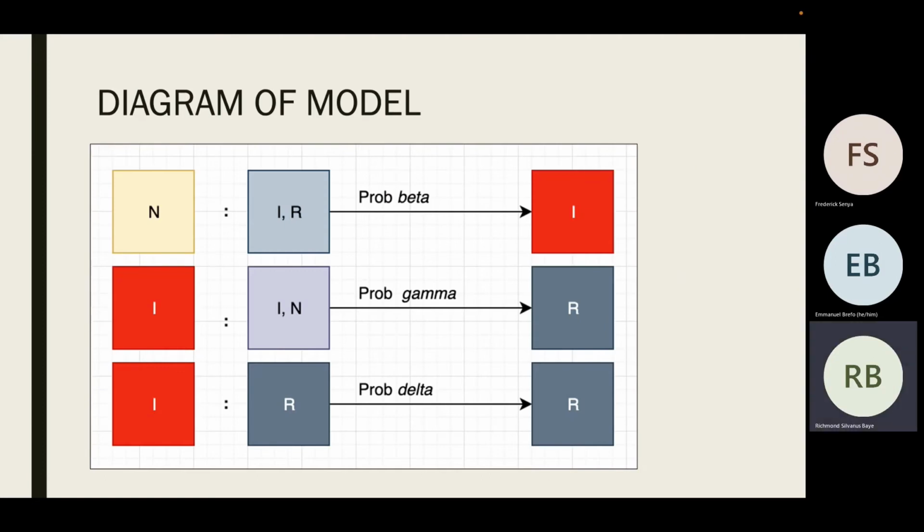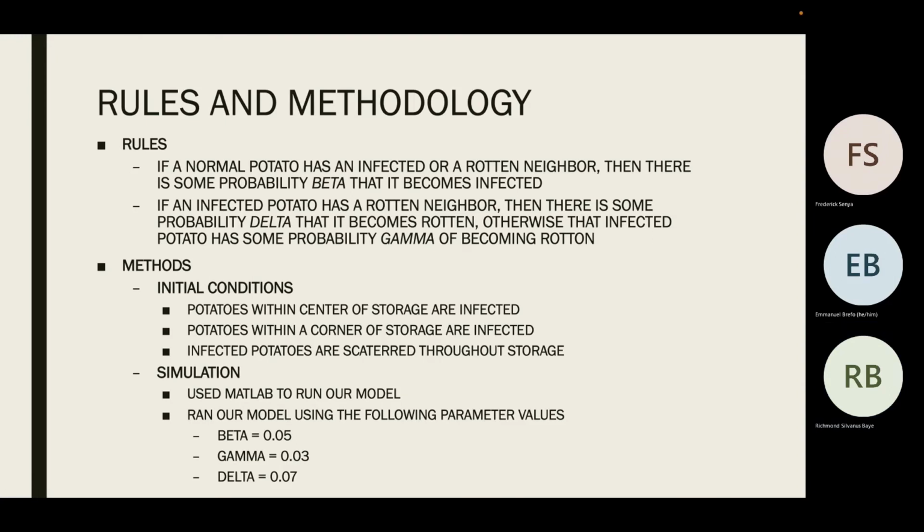This is the diagram of our model. Each cell will have a normal potato, infected potato, or rotten potato, whose rules are defined as follows. Rule number 1, if a normal potato has an infected or a rotten neighbor, then there is some probability, beta, that it becomes infected. Rule number 2, if an infected potato has a rotten neighbor, then there is some probability delta that it becomes rotten. Otherwise, that infected potato has some probability gamma of becoming rotten.